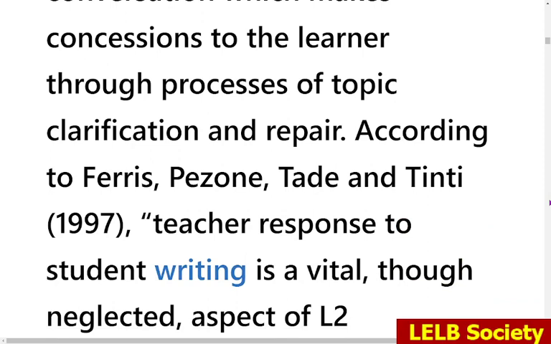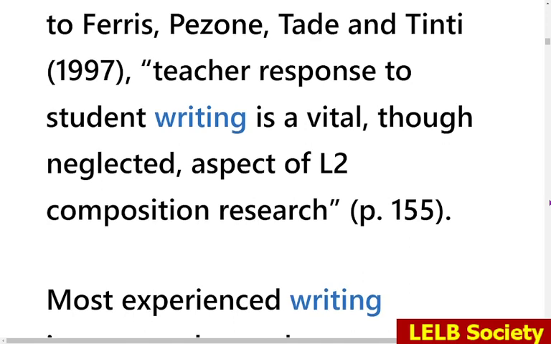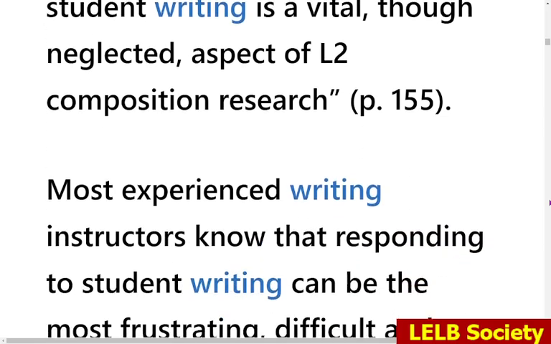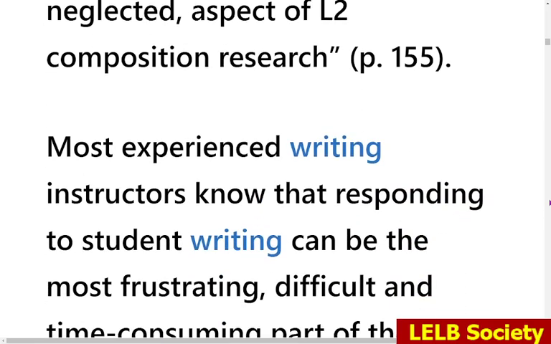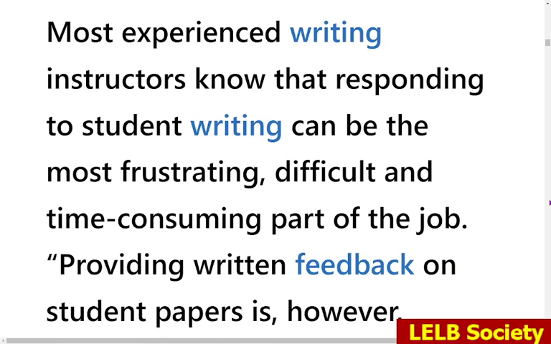According to Ferris, Pezone, Tade, and Tinti, 1997, quote, "Teacher response to student writing is a vital, though neglected, aspect of L2 composition research." End quote, page 155. Most experienced writers or writing instructors know that responding to student writing can be the most frustrating, difficult, and time-consuming part of the job.